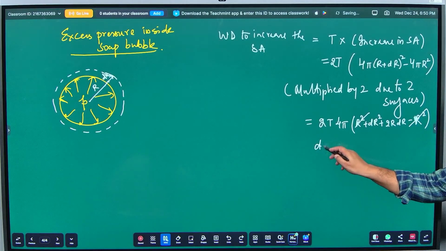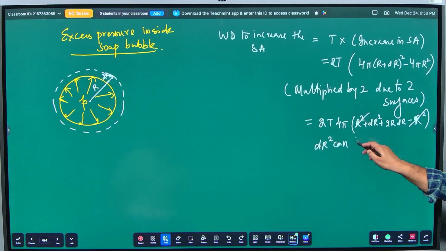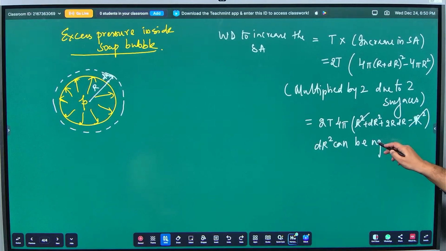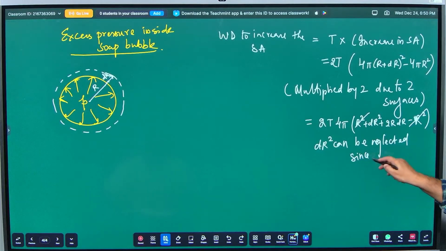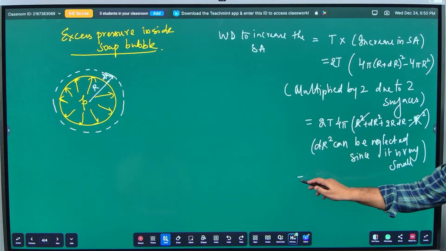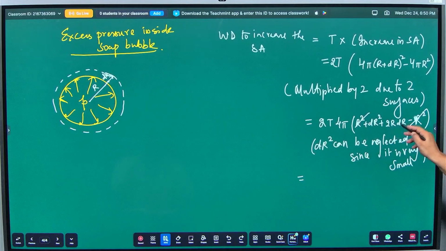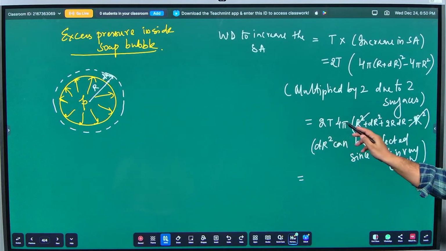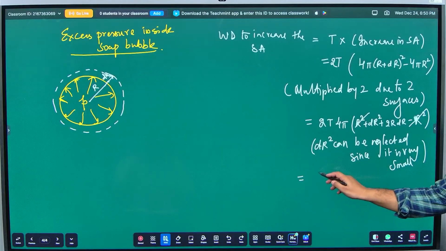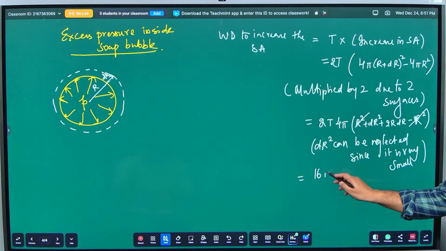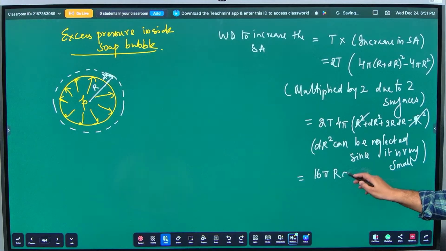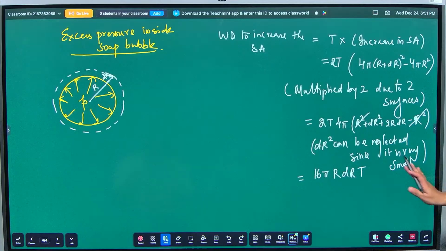So dr square can be neglected since it is very small. So it will become 2T into 4 pi into 2r dr. Multiply everything: 4 into 2 is 8, 8 into 2 is 16 pi r dr T. Understood? This is work done.